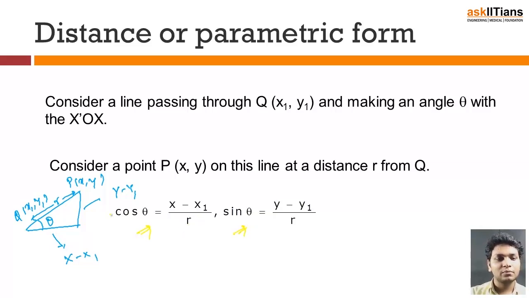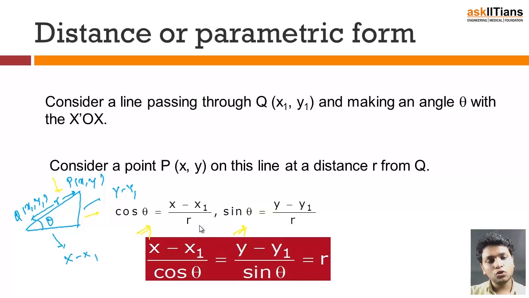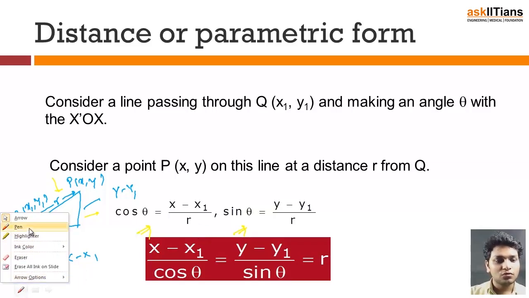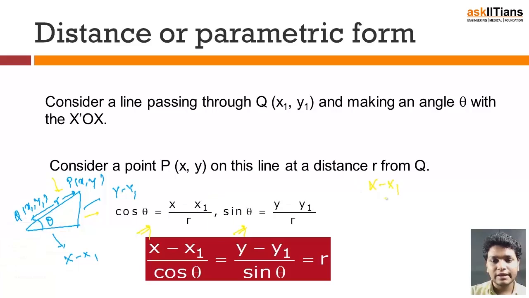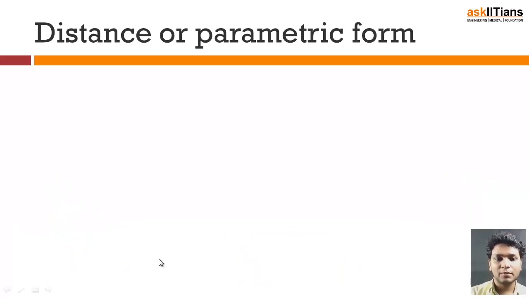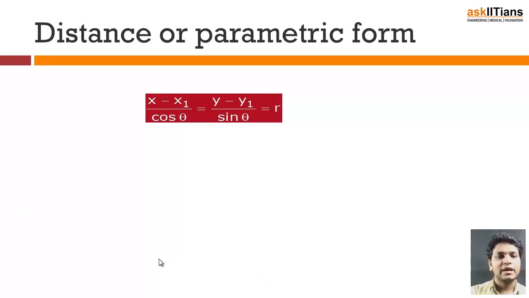Sine theta will be nothing but the perpendicular distance, that is y minus y1, upon the hypotenuse, that is r. So both of the ratios, if you take them out in this format, x minus x1 by cos theta and y minus y1 by sine theta, will be equal to each other, and that will be equal to r. So this is how the equation is going to look. The final equation of the distance or parametric form is nothing but this: x minus x1 upon cos theta equals y minus y1 upon sine theta equals r.